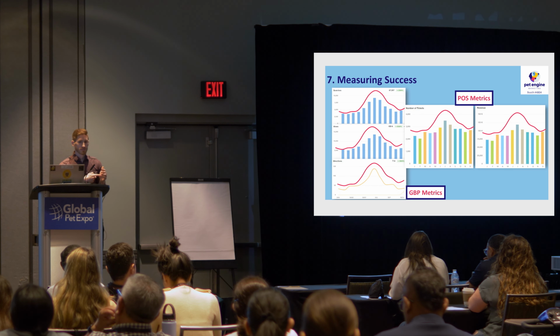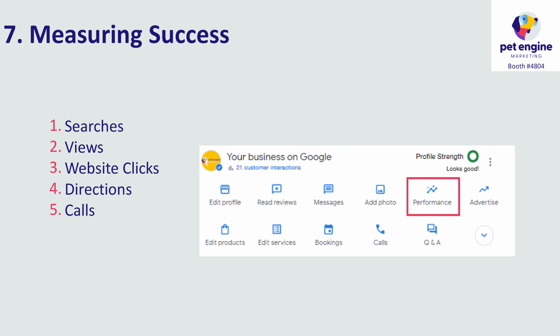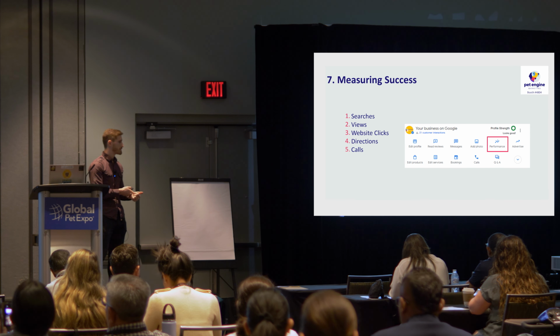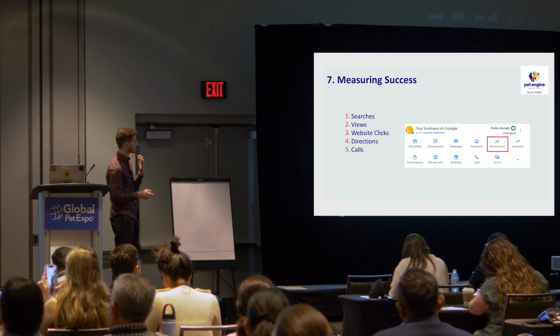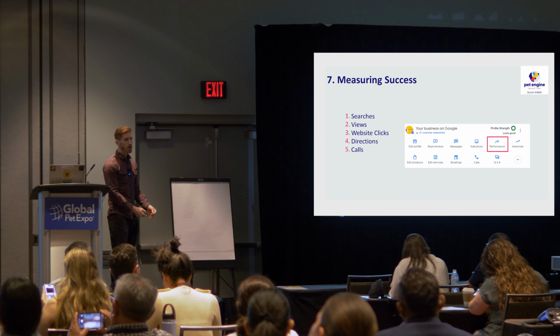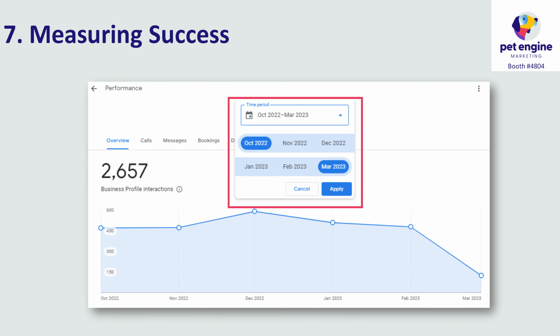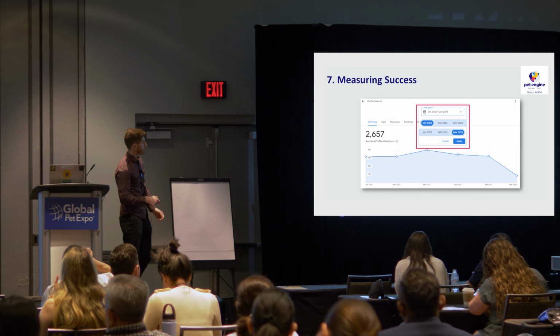Remember this from earlier? Let's talk about measuring success, right? How do we really track the metrics that are going to prove that we've got some ROI here? So your Google Business Profile is going to keep some data under this Performance tab. It's going to track things like searches and views, website clicks, directions, calls. It can also do messages, bookings, orders, things like that.